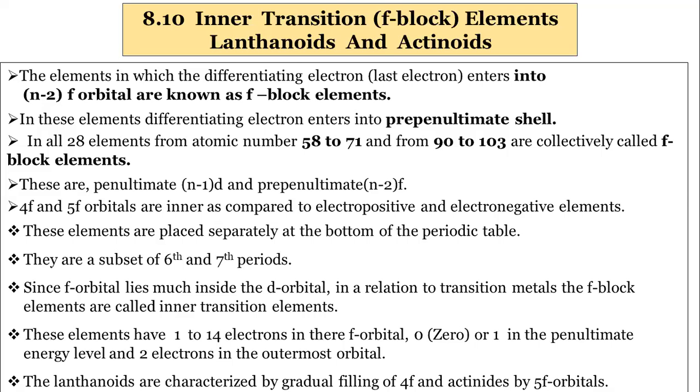The capacity of the s orbital is 2 electrons. The capacity of the p orbital is 6 electrons. The capacity of the d orbital is 10 electrons. And the capacity of the f orbital is 14 electrons.